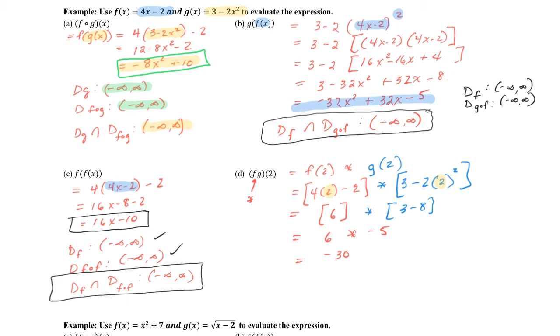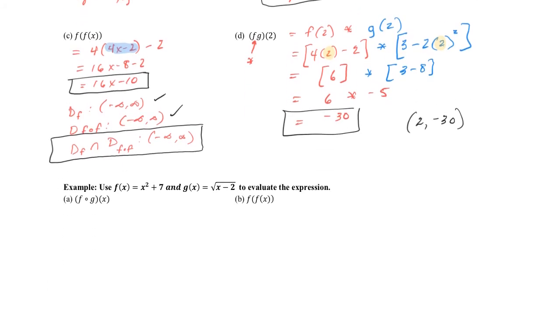Now for this one, we don't have to worry about domain because this is the point on the graph. I know that when I'm looking at f of 2 times g of 2, I produce a new graph, and so this gives me a point on the graph, and that point is 2, negative 30. So I don't have to worry about a domain here. This is just a point. Okay, so that's my first example.